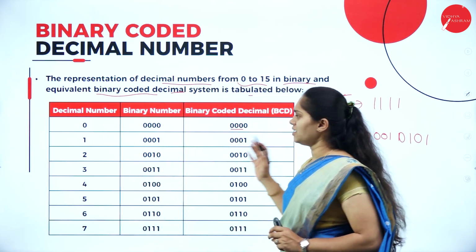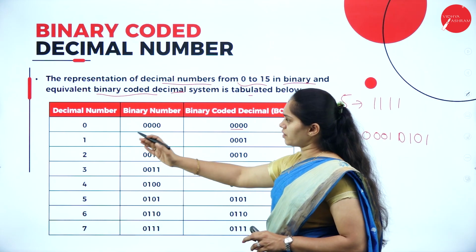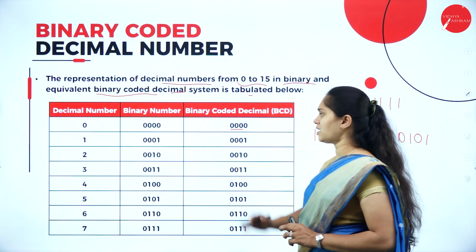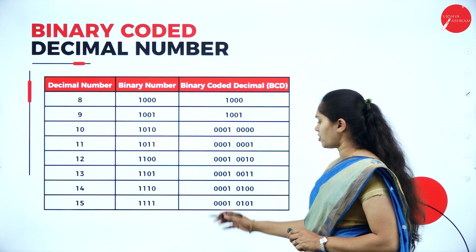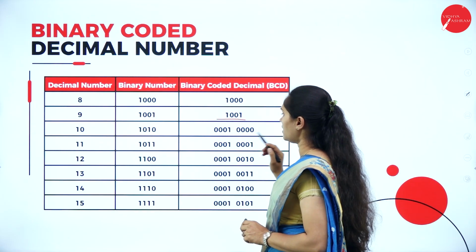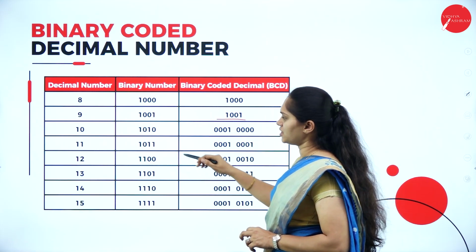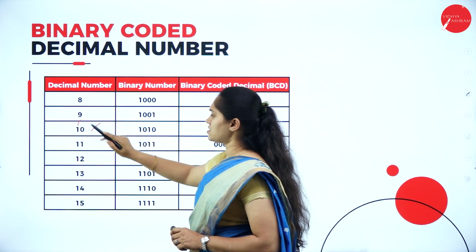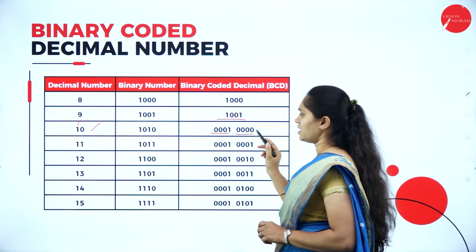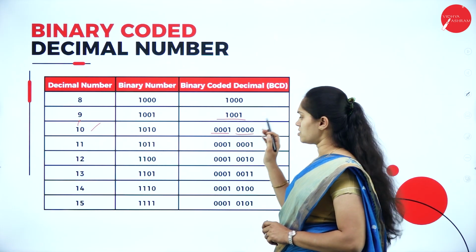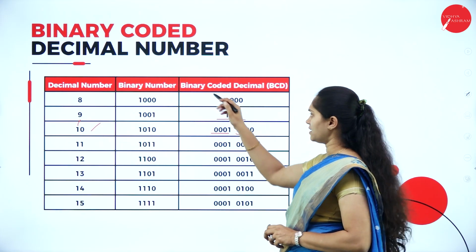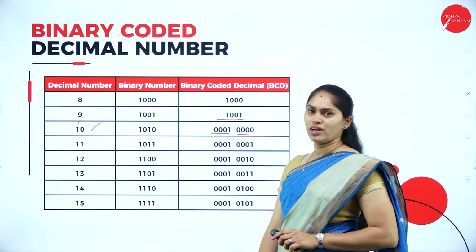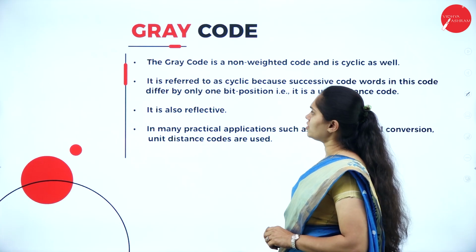Here you can see the example of conversion from decimal to binary and BCD, the binary coded equivalent. Up to 9 there are no changes, and after 9 we have 10: 1 is 0001 and 0 is 0000. So we represent each digit separately in BCD, or binary coded decimal. Fine, we'll go to the next type.